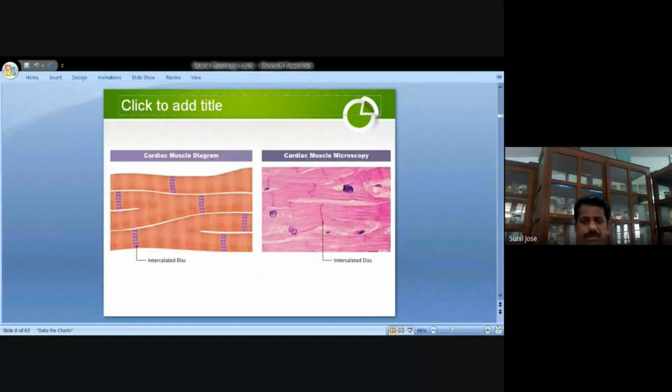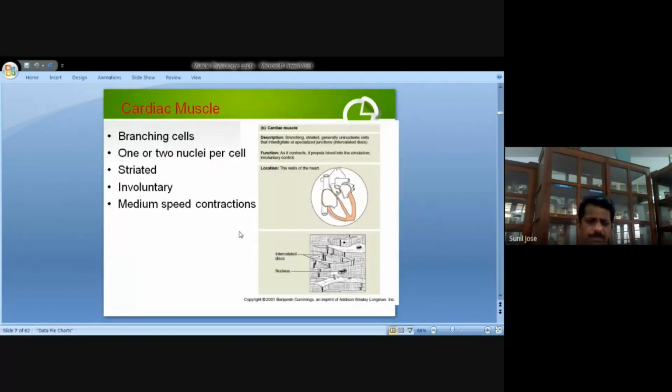Here you can see that there is a branching nature, whereas in the case of skeletal cells, we cannot find this kind of branching pattern. So cardiac cells are highly branched. They possess intercalated discs. Now another feature of the cardiac muscle is that they are involuntary. That is, the actions of this cardiac muscle are involuntary. That means we cannot control the working of our heart.